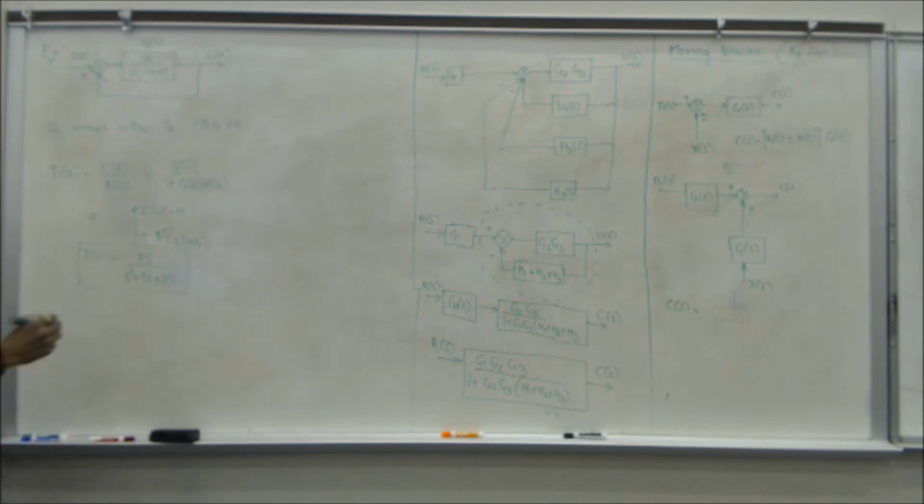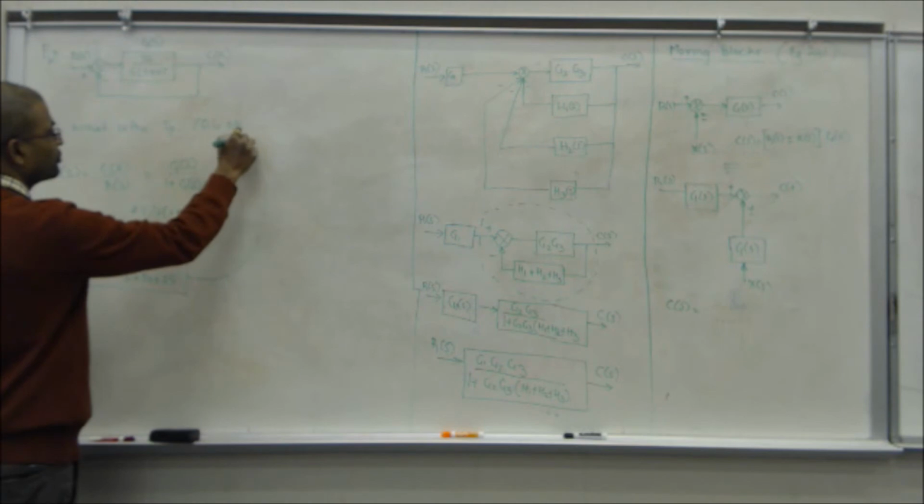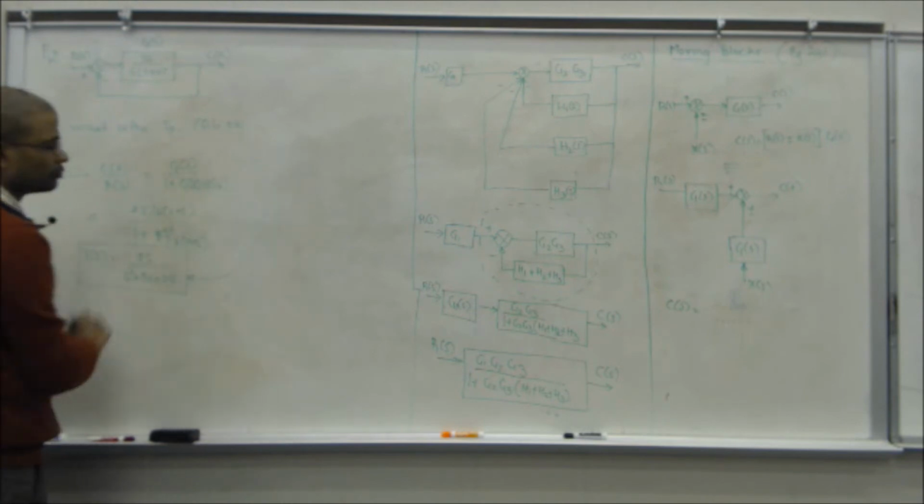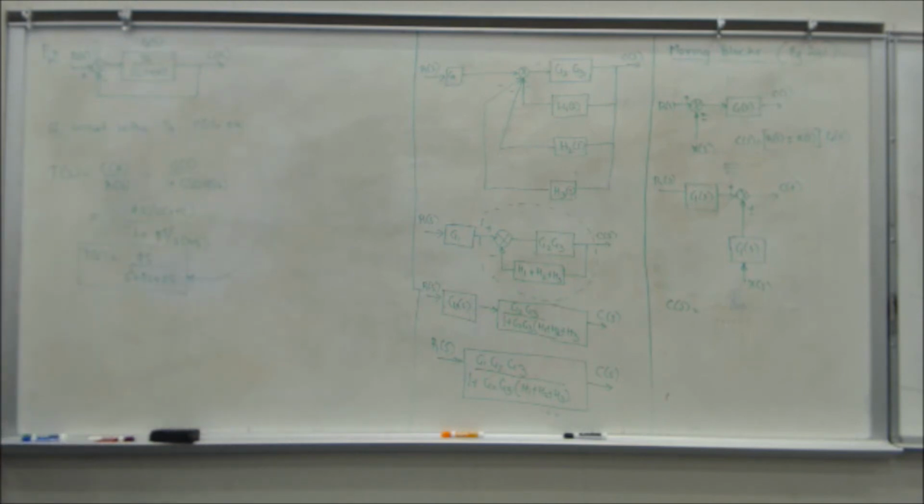These values are for this system. Okay? Always the first thing you need to do is you need to figure out T of S. So the settling time, peak time, percentage overshoot you're required to find is for the closed loop system, and the closed loop system is this. Okay?